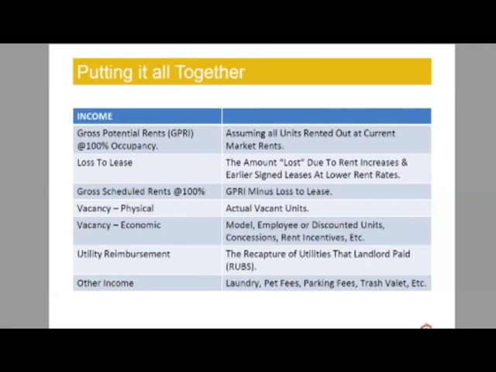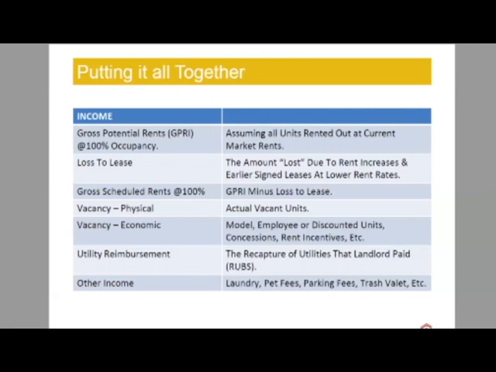Then your loss to lease comes in, and you take that out. That's the amount lost due to rent increases or early signed leases at lower rates. Let's say you had to fill the property up last month, and we had to give $100 off, or a free microwave or free cable. Those are all loss to lease. The market rent is X, and you had to give X minus Y. That gives you your gross scheduled rents at 100%.